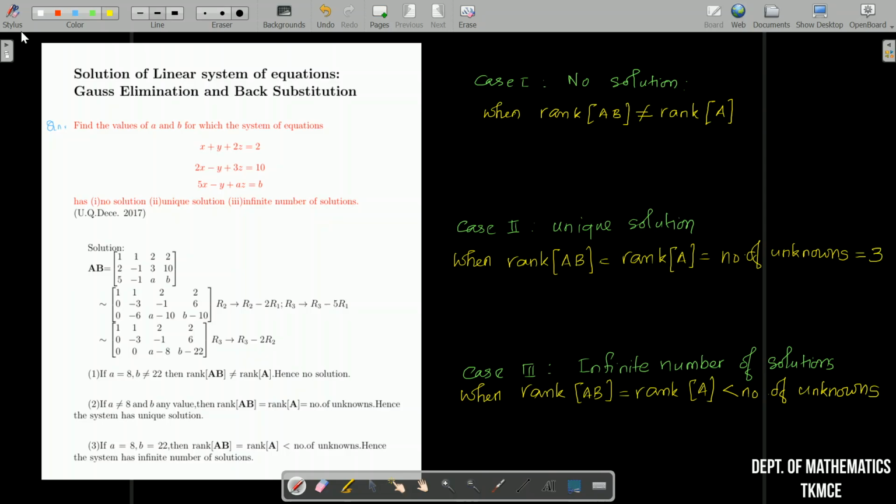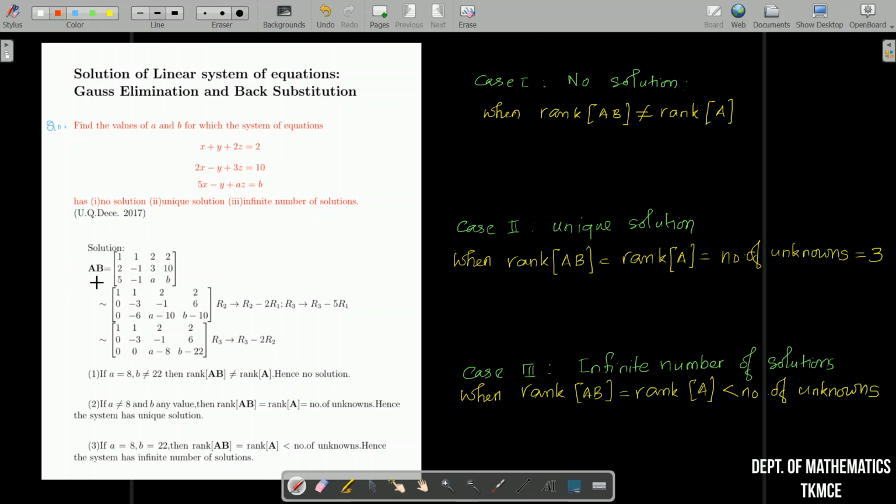Through this video, we are going to discuss a previous university question from the topic Solution of Linear System of Equations. The question is, find the values of a and b for which the system of equations x plus y plus 2z equal to 2, 2x minus y plus 3z equal to 10, 5x minus y plus az equal to b has no solution, unique solution, infinite number of solutions. So the question is about to find the values of a and b. Let us see the solution.